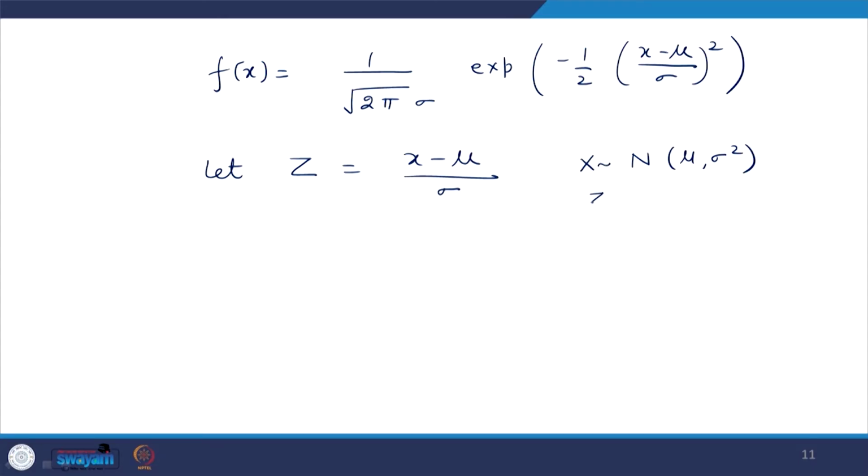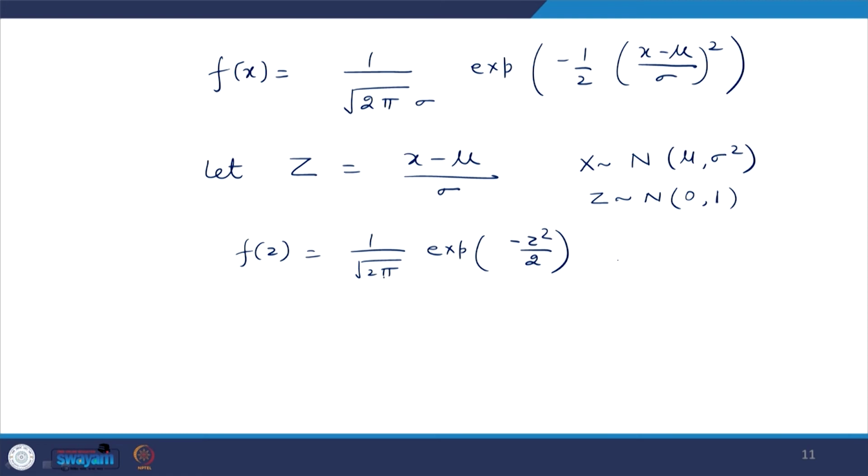In terms of z, what will be the distribution? When x has mean mu, z has mean 0. If you find the variance of z, it will be 1 by sigma square times the variance of x, and the variance of x is sigma square, so sigma square will cancel out, and it is 1. So, this is called the standard normal variate. Basically, we have transformed this into N(0, 1). So, what will be f(z)? f(z) will be 1 upon under root 2 pi e raised to power minus z square upon 2.